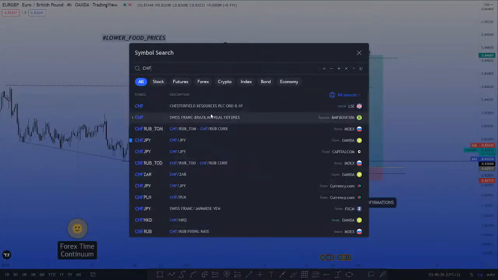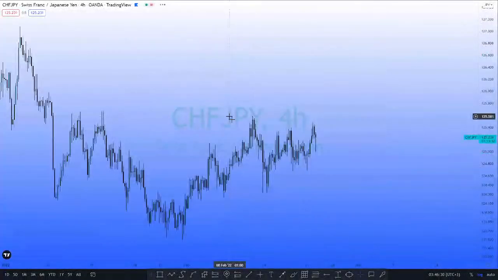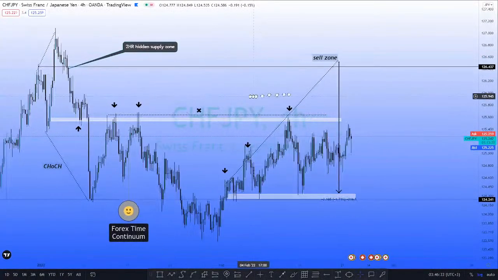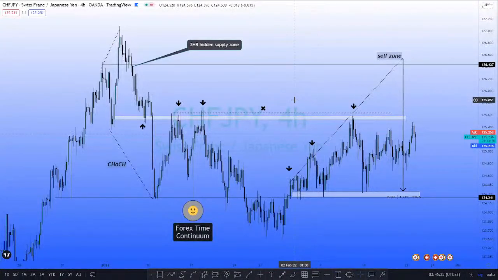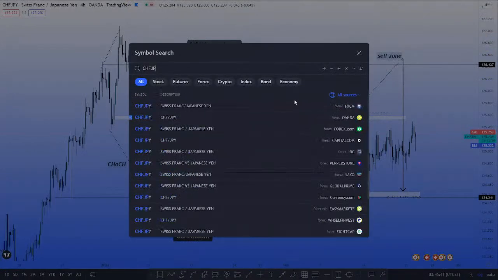CHF JPY. I usually love this pair. It plays a lot, but for the last week, a lot of compression. That one I have drawn a bit messy.